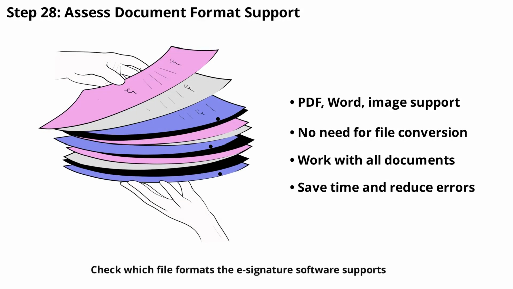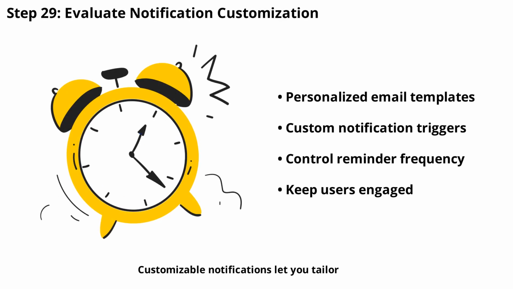Check which file formats the e-signature software supports. Common formats include PDF, Word, and image files. Broad format support ensures you can work with all your business documents without needing to convert files, saving time and reducing errors. Customizable notifications let you tailor communication to your team and clients.